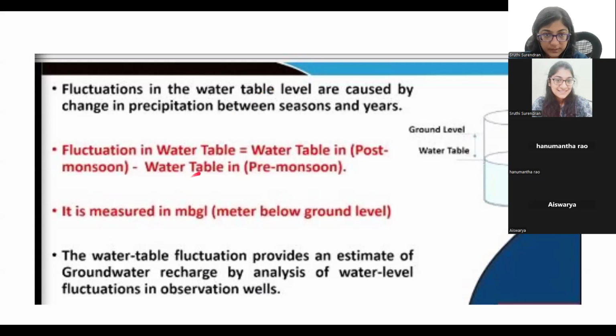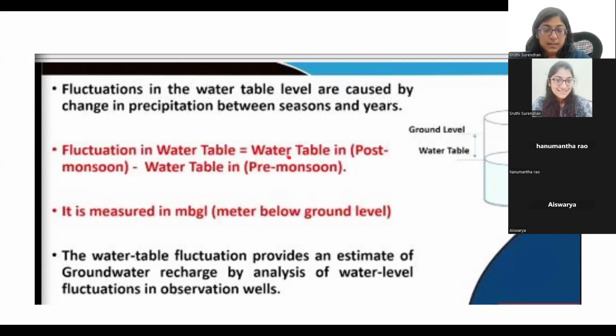So the fluctuation in water table is generally taken as the difference between the water table in the post monsoon season, which is nothing but the season that is after the monsoon. Monsoon happens between June to September, so it will be October to November or December. October to December is the post monsoon season, and the pre monsoon season is just before the monsoon season, which is starting by June. So it will be March to May.